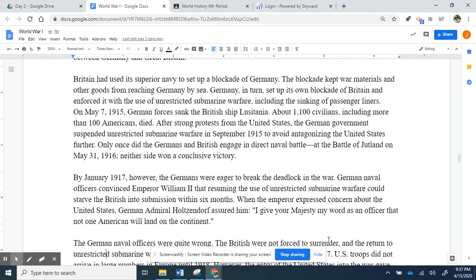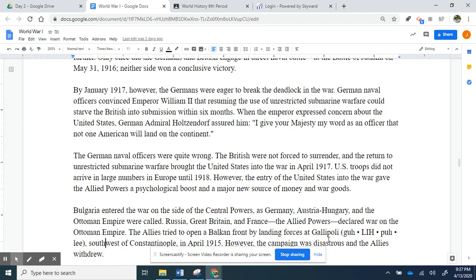By January 1917, however, the Germans were eager to break the deadlock in the war.